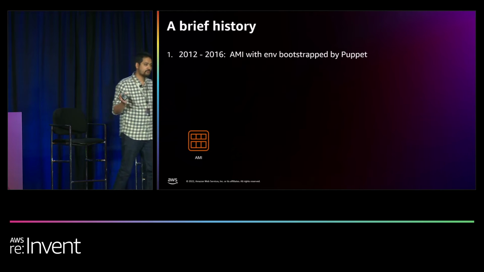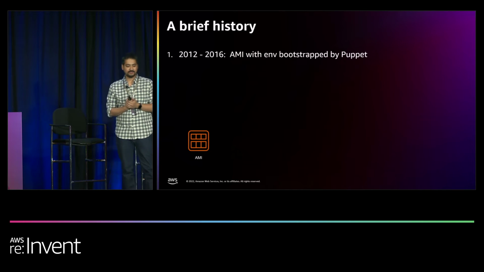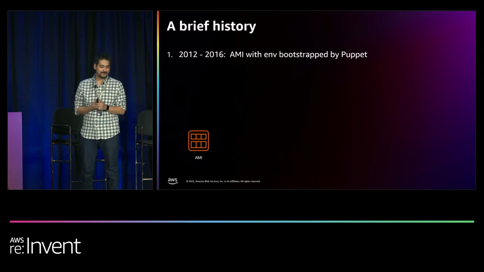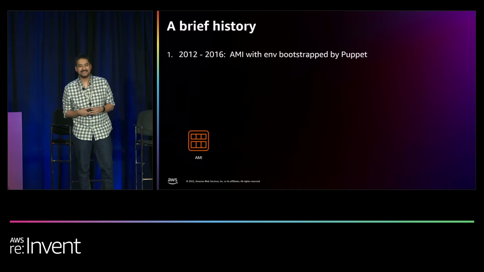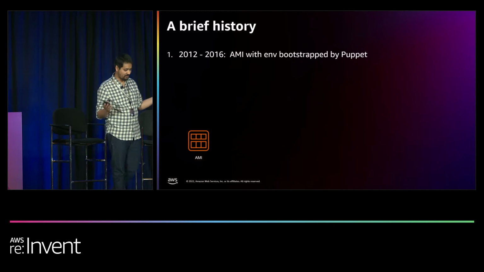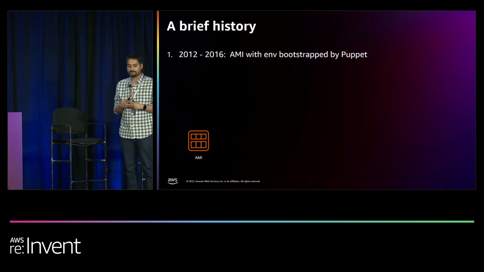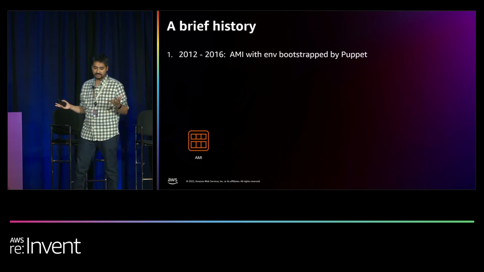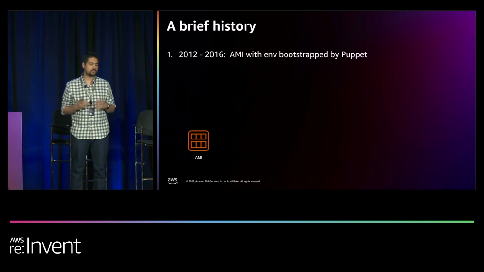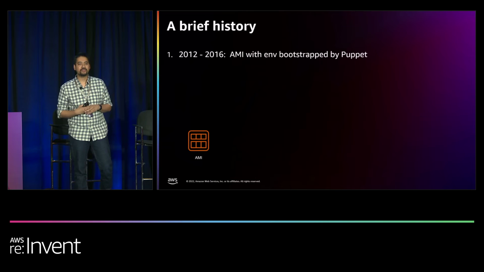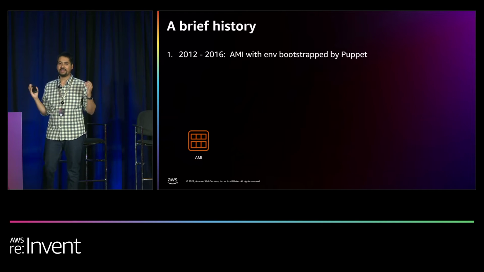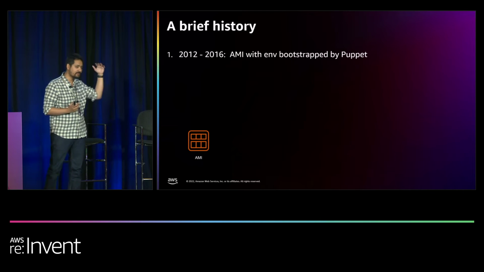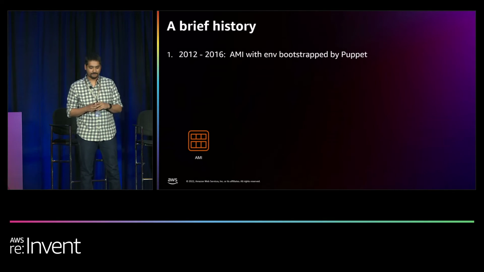So from 2012 to 2016, this is the beginning, there wasn't a lot of ECS in the first place. So there were AMIs. We bootstrapped them for both stateful and stateless workloads. What would happen is, a combination of user data coming in and bootstrapping our configuration management system that would then bring in the application runtime environment, bring in the application, and start it up.